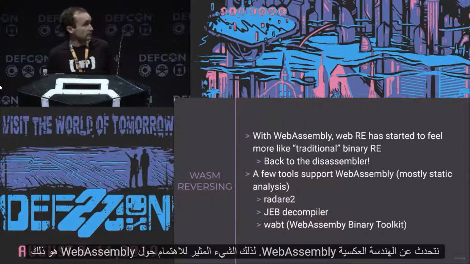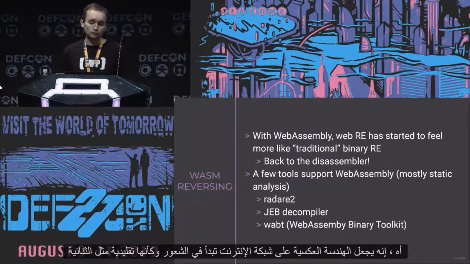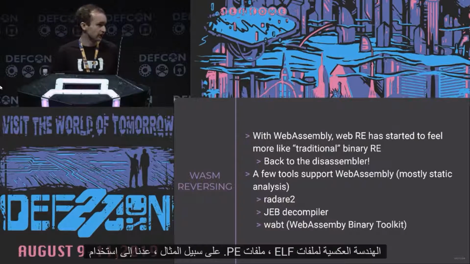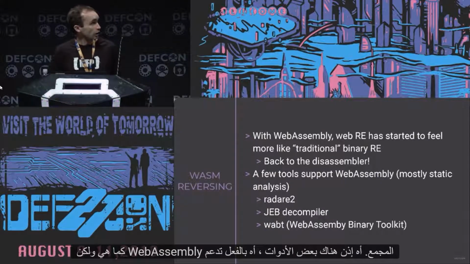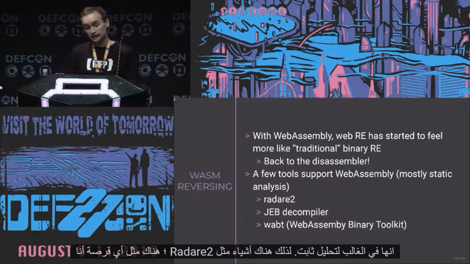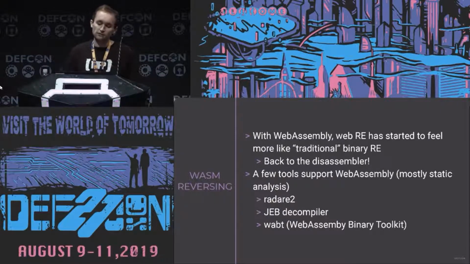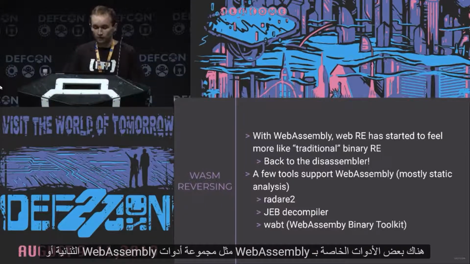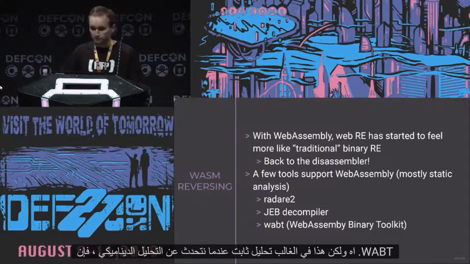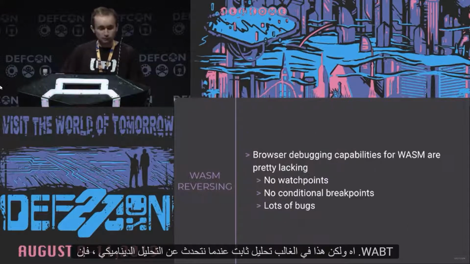The interesting thing about WebAssembly is that it makes web reverse engineering start to feel more like traditional binary reverse engineering of ELF files, PE files. For instance, we're back to using a disassembler. There are a few tools that actually support WebAssembly as is, but it's mostly for static analysis. There's stuff like Radare2, and there's no chance I'm pronouncing that right. The JEB decompiler has some experimental support for WebAssembly, and then there are some WebAssembly-specific tools like the WebAssembly Binary Toolkit, or WABT. But that's mostly static analysis.